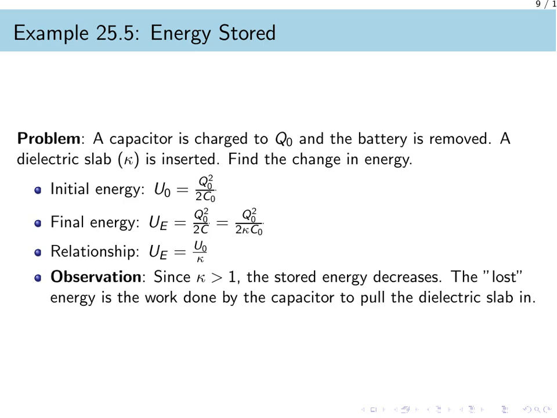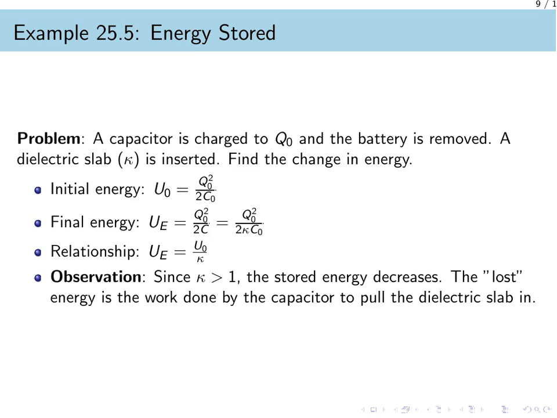The initial energy, U0, equals the square of the charge Q0 divided by 2 times the initial capacitance C0. The final energy, U sub E, equals the square of the charge Q0 divided by 2 times the new capacitance C, which further simplifies to the square of Q0 divided by 2 times kappa times C0. Thus, the final energy, U sub E, equals the initial energy, U0, divided by kappa.